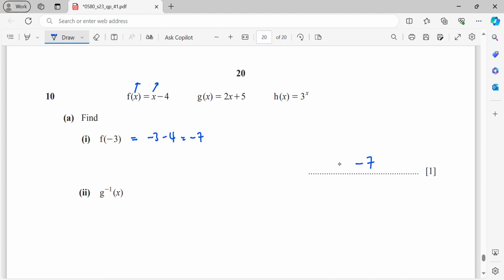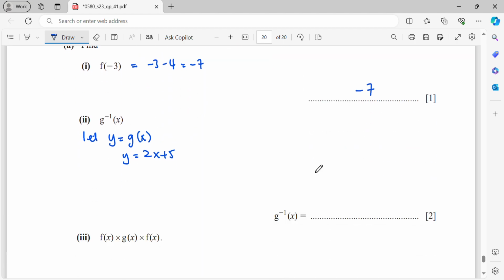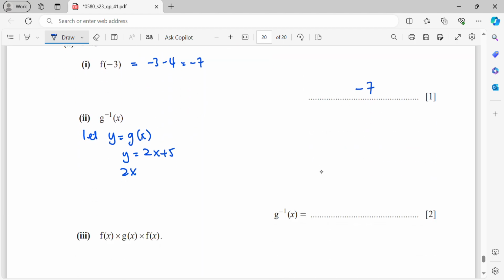Part 2, get the g inverse. Before you get the g inverse, you must let y be g(x) first. That means now my y equals 2x plus 5. And make x the subject instead of y. So now 2x equals y minus 5. Therefore, your x is y minus 5 divided by 2. So from here, change your x into g inverse, and the y will be replaced by the x. Then this is my inverse function of g.